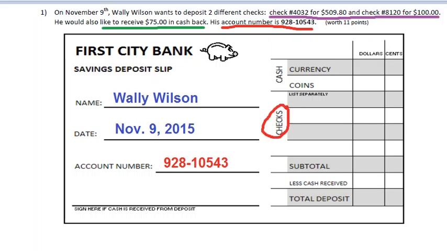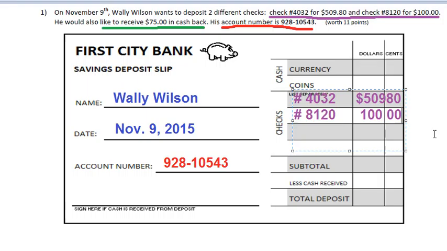Next we find checks. And do we have any checks? Why, yes we do. We have 2 of them. 2 different checks. The first check is 4032 for $509.80. So we plug that in right there. And then we've got one more check, 8120 for $100 even. We write those in there nice and neatly. The one thing I want to point out is you always put the coins right there in that column, and you always put the full dollar amounts right there in that column.